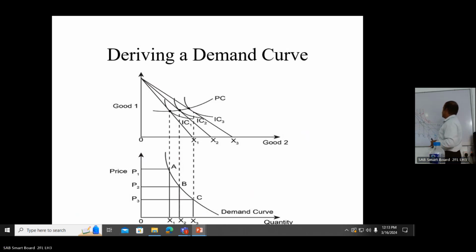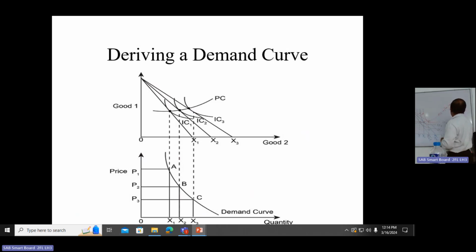Likewise, by combining these equilibrium points, that will explain the other things. So that is called the price consumption curve. By combining the equilibrium points with respect to changing the prices of a particular product, we can draw the price consumption curve. Now here, you can take the combinations.